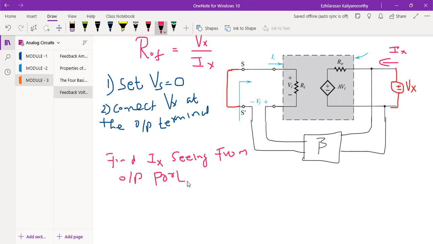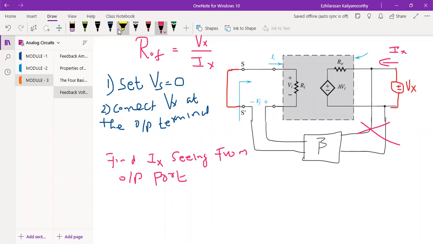Now, what is this here? Ix. You just see only this output. So just remove these things, this and all. Don't worry about the feedback here. Leave this. Only you see this. So what will happen? What is Ix? The Ix will be something, but here, what is this portion?